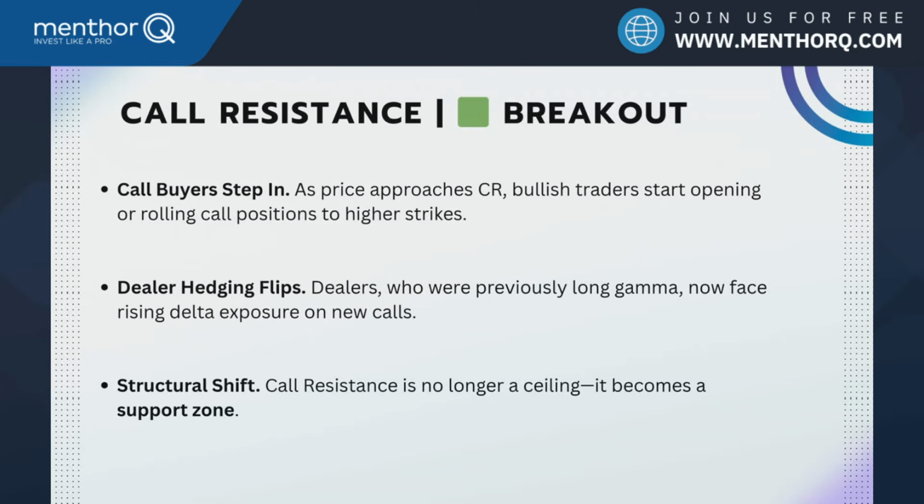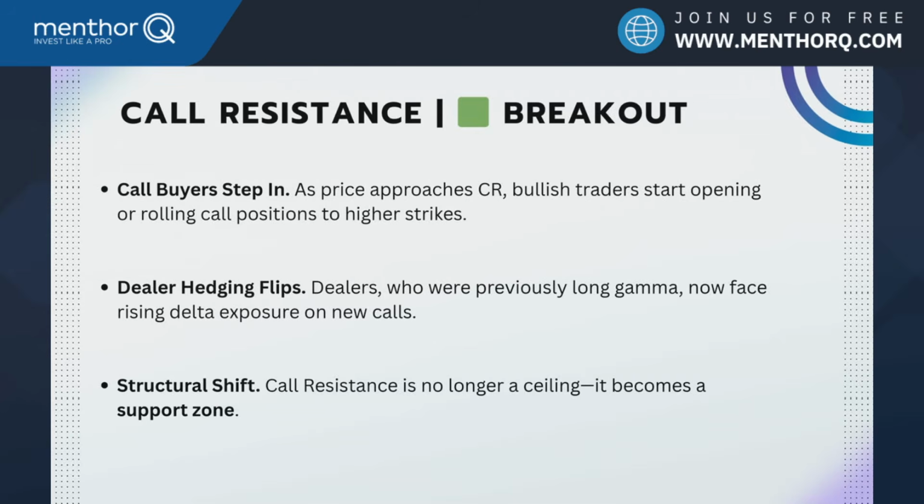Dealers who were previously long gamma now face rising delta exposure on the new calls that have been opened, and especially if we are near expiration or in fast-moving markets, they must hedge with price. So they must actually hedge higher. They might have to buy futures or the underlying asset as the price rises.